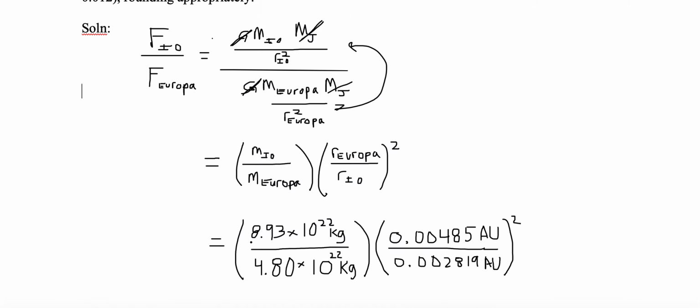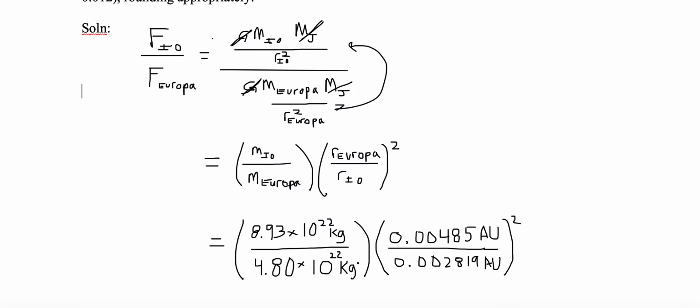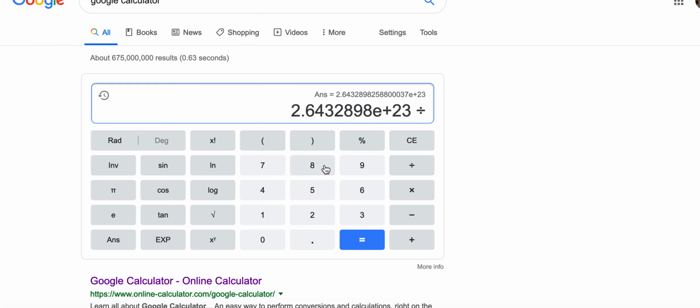Next thing we want to do is multiply by 8.93 times 10 to the 22. So we're going to hit the multiply symbol, 8.93 EE 22. And we know we have to divide by next. So let's take a look at what we need to divide by: 4.80 times 10 to the 22. So we type in 4.80 EE 22 and we hit equals, and we have a value of about 5.51 because we have to round up.